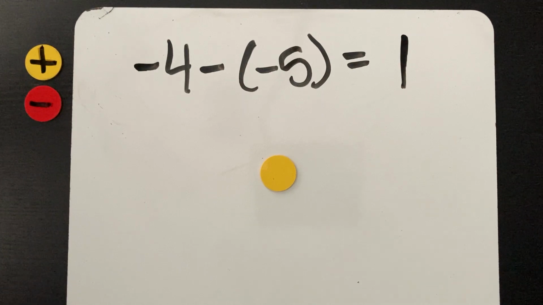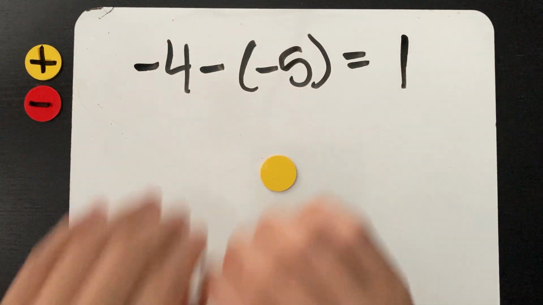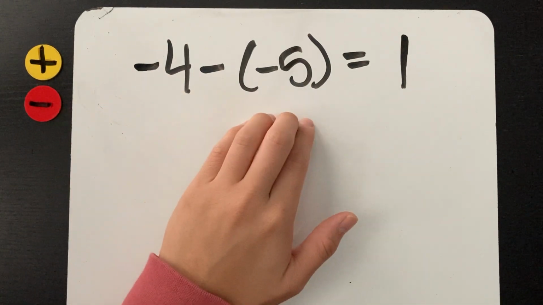Okay, I hope that helped a little. I know the counters can be a little bit confusing. When do we add 0 pairs? When do we take them away? But it's all about, can you read this problem? If you can read the problem correctly, then you can model each part of it one step at a time.